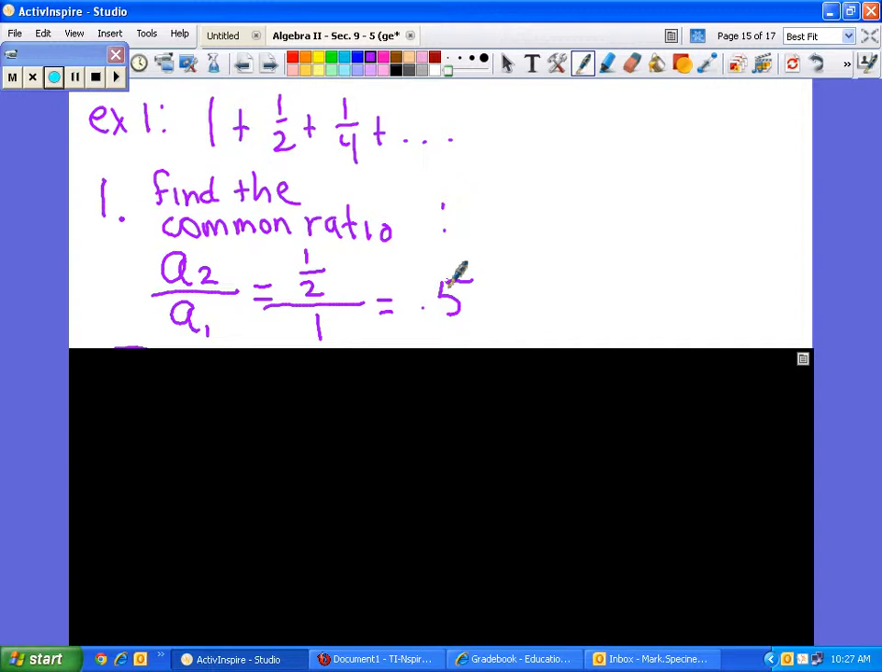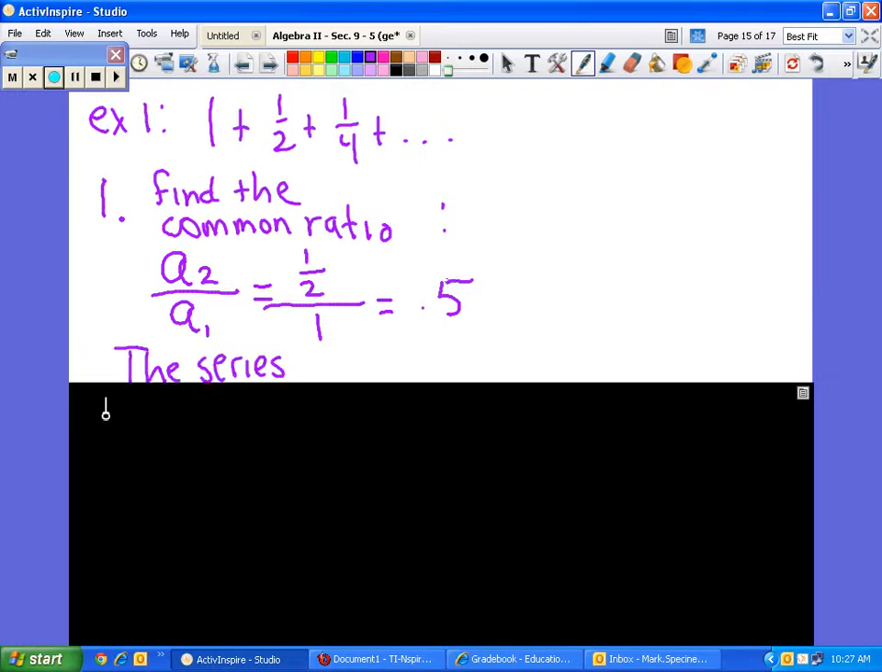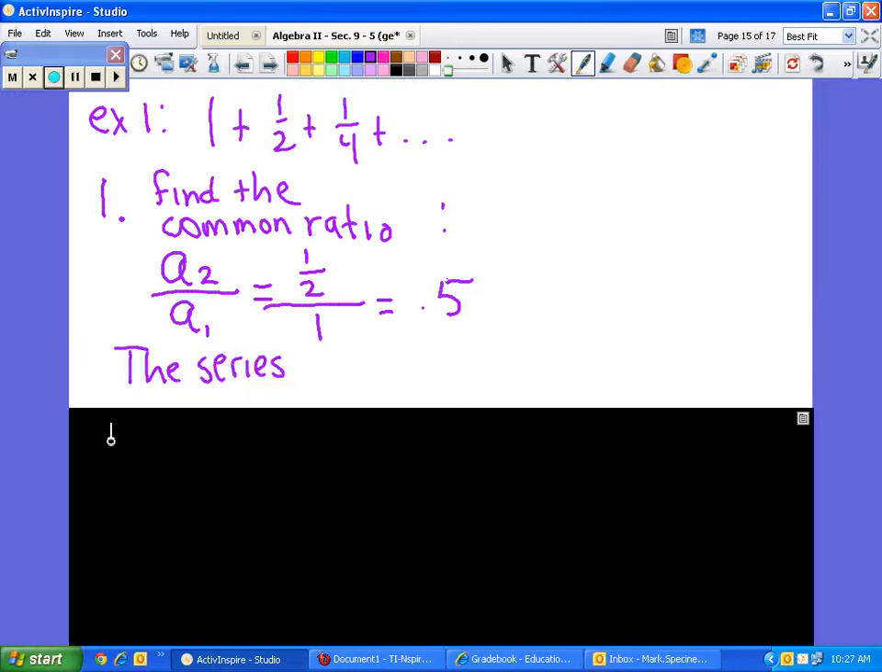Since this value is less than 1, we say that the series converges. The series either converges or diverges. If it's less than 1, it converges. Oh, just kidding, I said diverges. It converges.